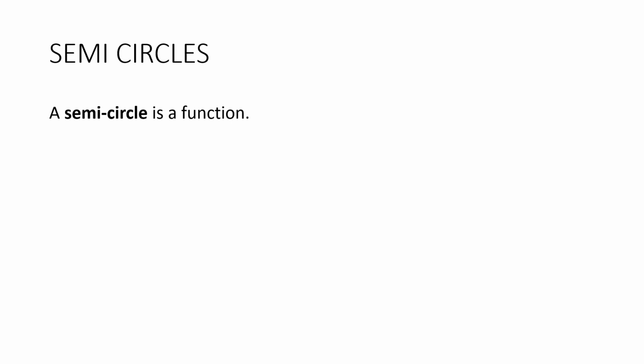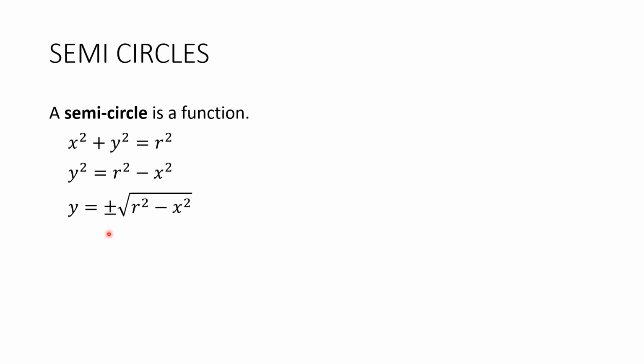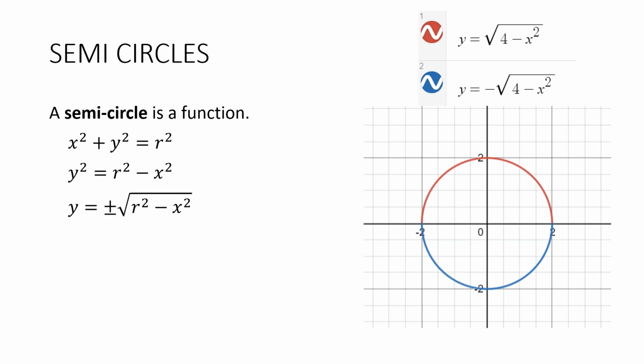Now a semicircle can be a function. If we take our equation and make y the subject, let's start by taking x squared over the other side, I end up with y squared is equal to r squared take away x squared, and now take the square root of both sides. I have y is equal to plus or minus the square root of r squared take away x squared. Now this is still a full circle because of the plus minus here, and it's still a relation, not a function. But if I take either one of these, either the positive square root or the negative square root, I get the semicircles.